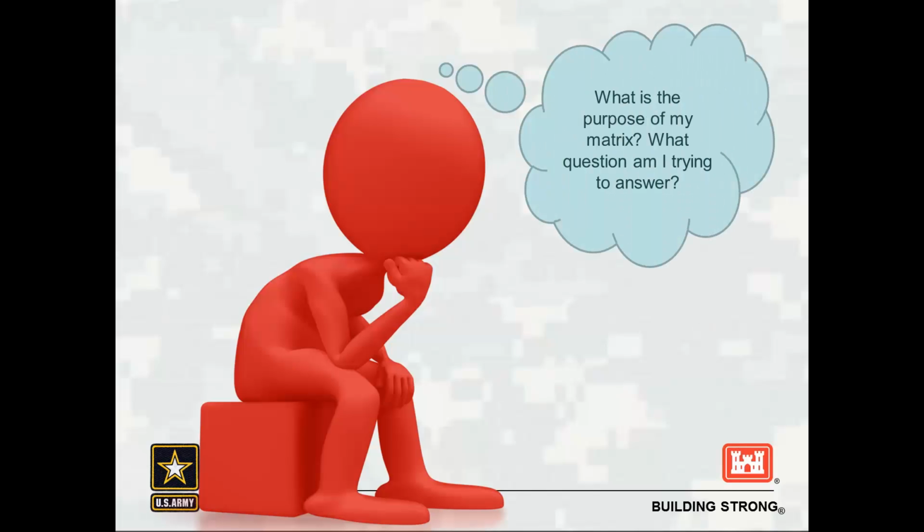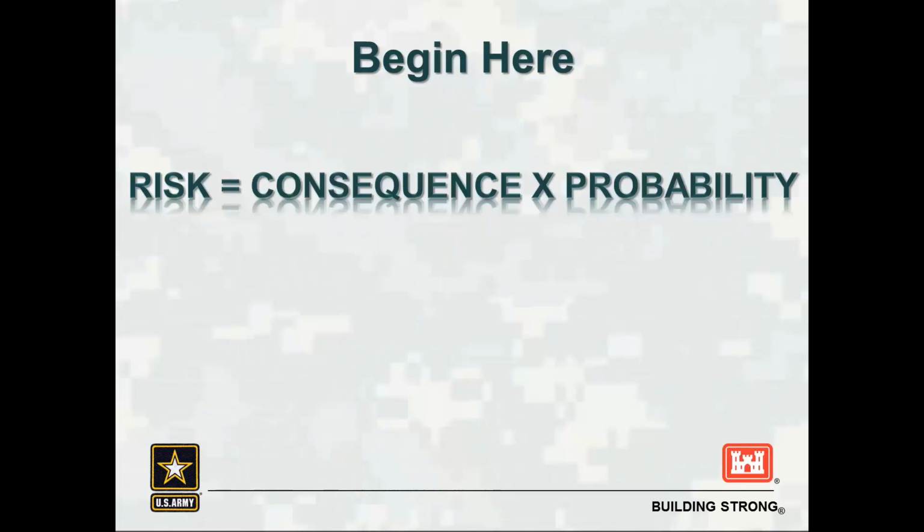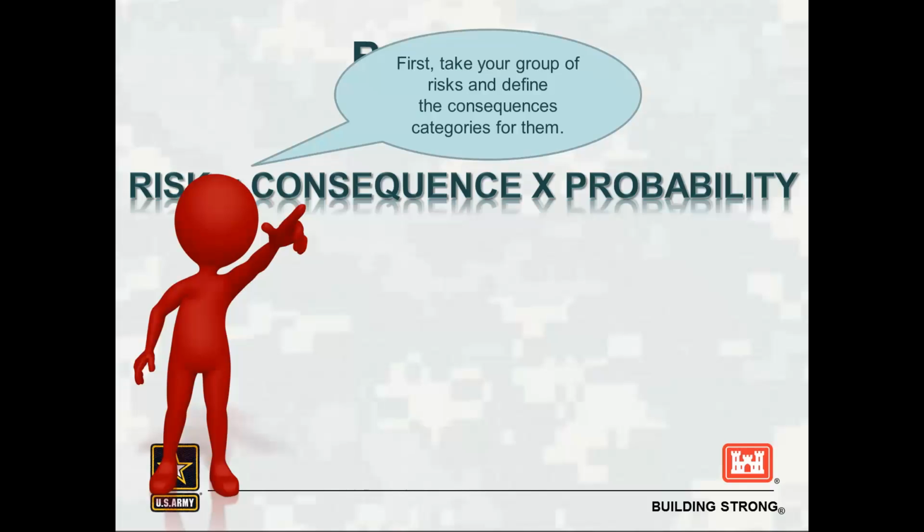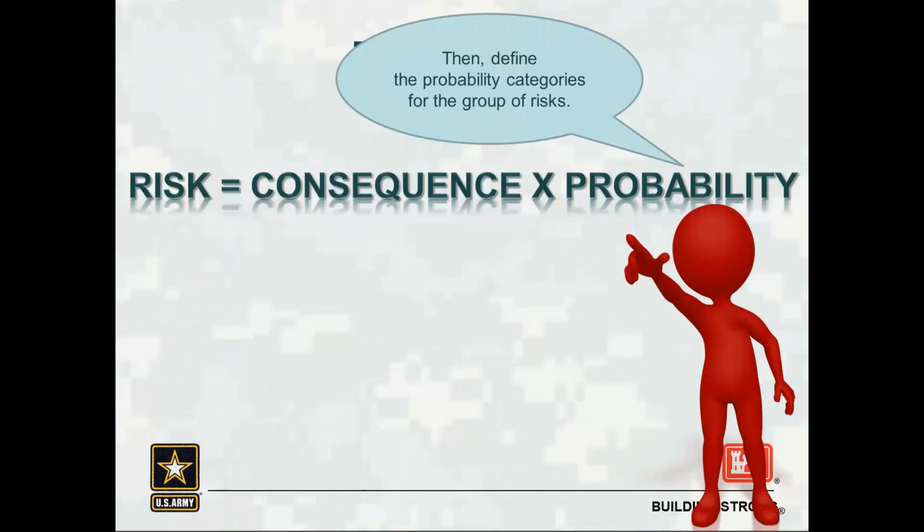This all begins with the purpose of the matrix. Why are you doing this risk assessment? Why are you using this tool? What question are you trying to answer? That starts with this familiar equation: risk is equal to a consequence times a probability. You begin by first taking your group of risks and defining the consequence categories for them. Once you've done that, then you can define the probability categories for the group of risk.